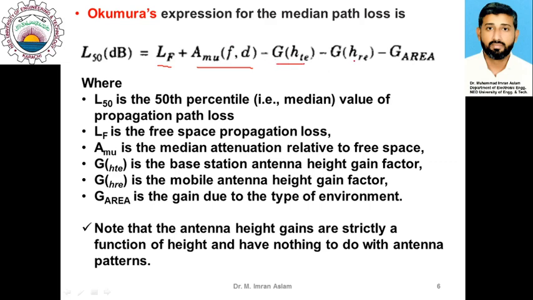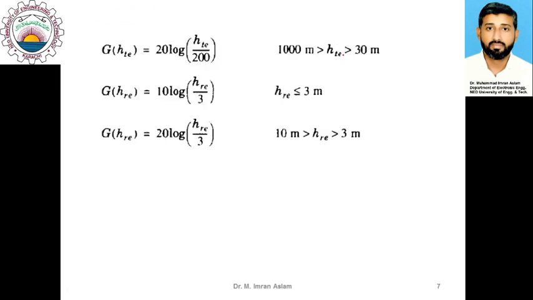Then you need to calculate the correction factors related to the base station antenna height and the mobile station receiver antenna height. And the last thing is to include the effect of the terrain by taking the specific type of environment into consideration. So by using these things, we can calculate the path loss from this Okumura model.